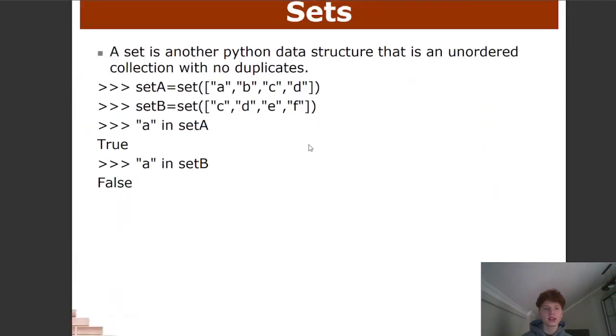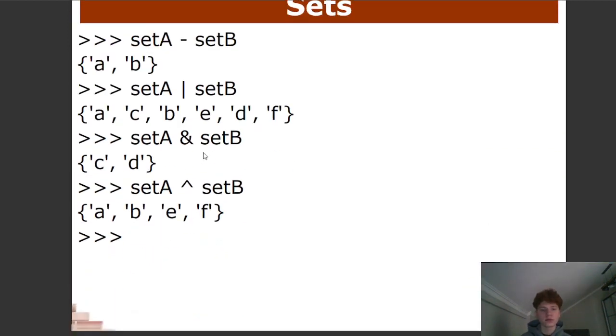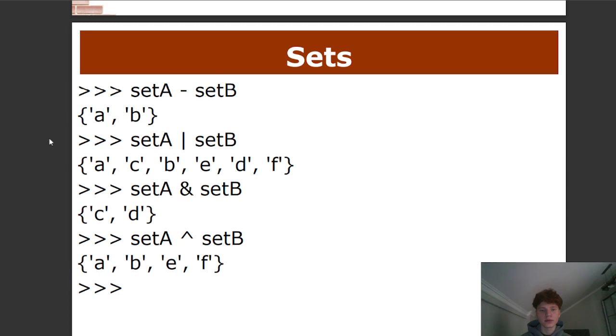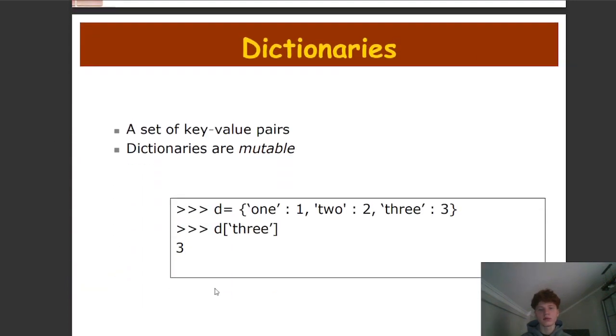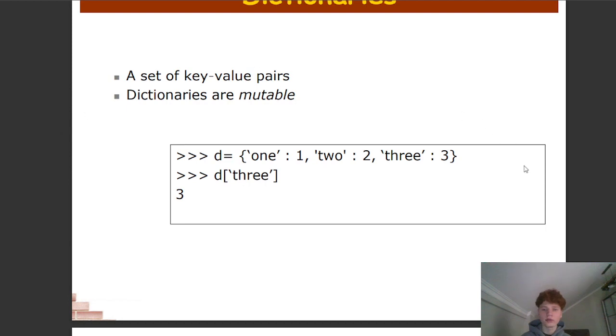Sets. A set is another Python data structure that is an unordered collection with no duplicates. Sets. Dictionaries. A set of key-value pairs. Dictionaries are mutable. Example.